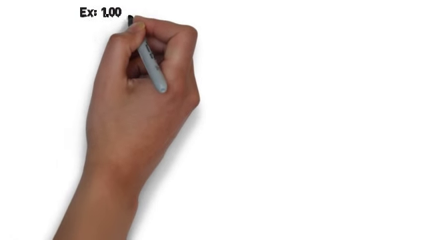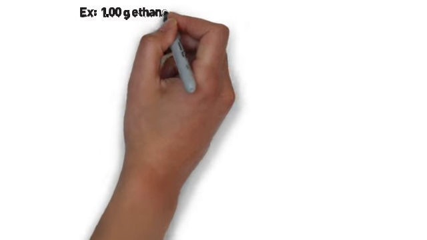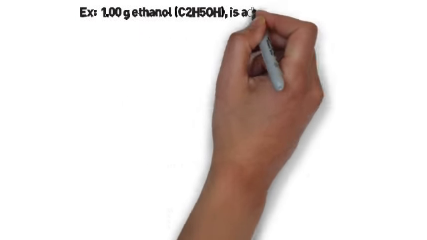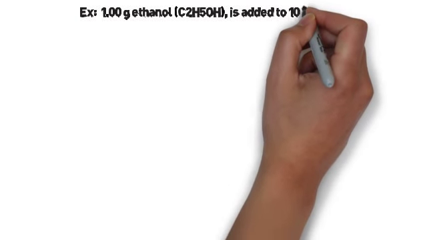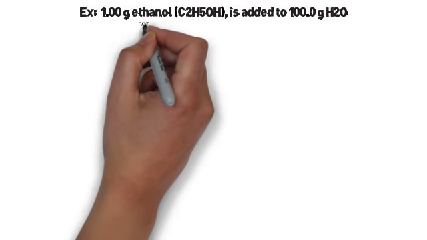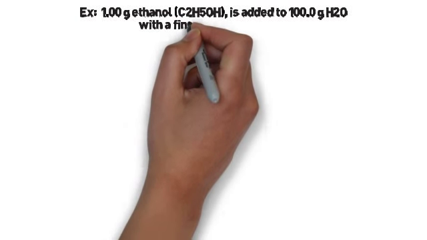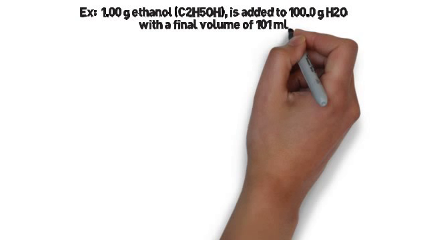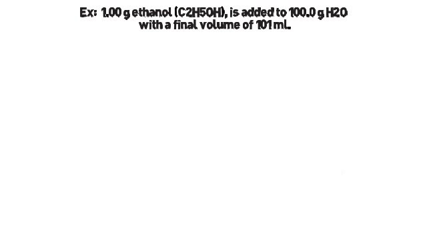So we're going to do an example and solve for all of those factors. 1.00 grams of ethanol is added to 100 grams of water with a final volume of 101 milliliters. So step 1, we are going to find the molarity. And if you want to pause and do that. And here's the answer.